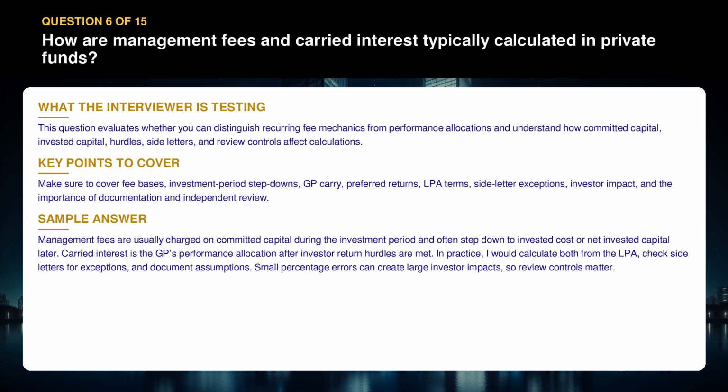Management fees are usually charged on committed capital during the investment period and often step down to invested cost or net invested capital later. Carried interest is the GP's performance allocation after investor return hurdles are met. In practice, I would calculate both from the LPA, check side letters for exceptions, and document assumptions. Small percentage errors can create large investor impacts, so review controls matter.